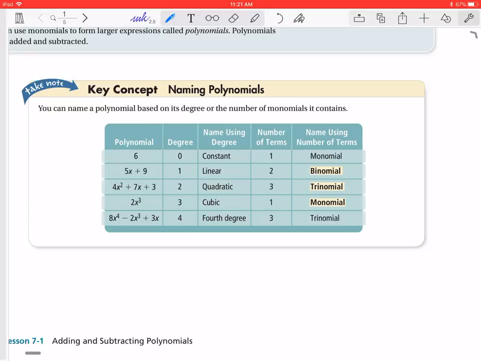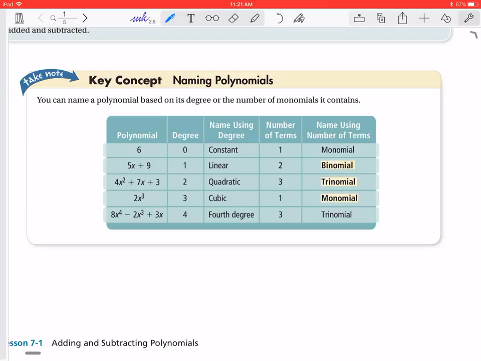Let's look at some actual pictures here so that we're not just talking about definitions, so that we can see that. For naming polynomials, you can name them based on the degree or the number of monomials they contain. So here, let's look. For the polynomial 6, it's a 0 degree, all right? That means that we don't have an exponent. And we usually say that this is a constant, all right? The number of terms we have here is 1. We only have one term. Now, we name this using the number of terms, so that's monomial. We only have one mono, meaning 1, all right?